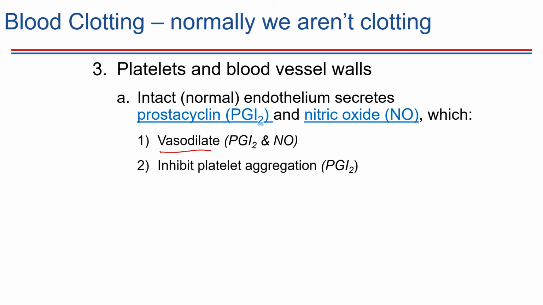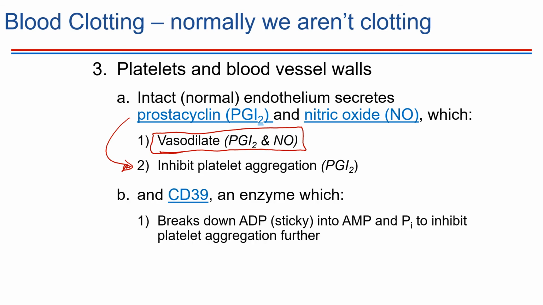First, they're both going to be involved in vasodilation. That's going to be really key. So we're keeping those blood vessels open so blood can flow. And then PGI2 specifically is going to be inhibiting platelet aggregation. You don't want platelets aggregating all the time unless there's an injury. So it's allowing these platelets to just flow through the blood, sliding off each other easily.